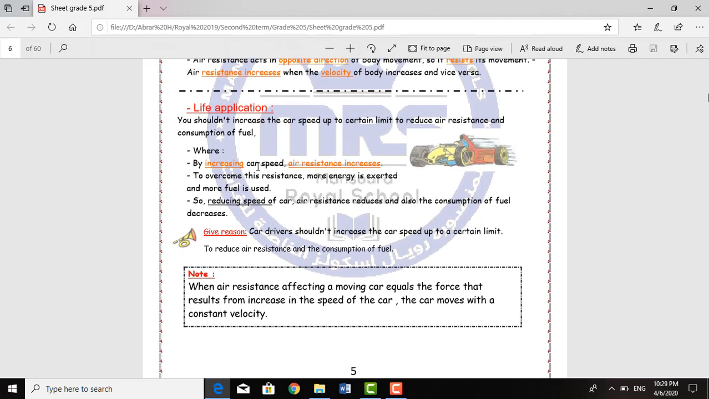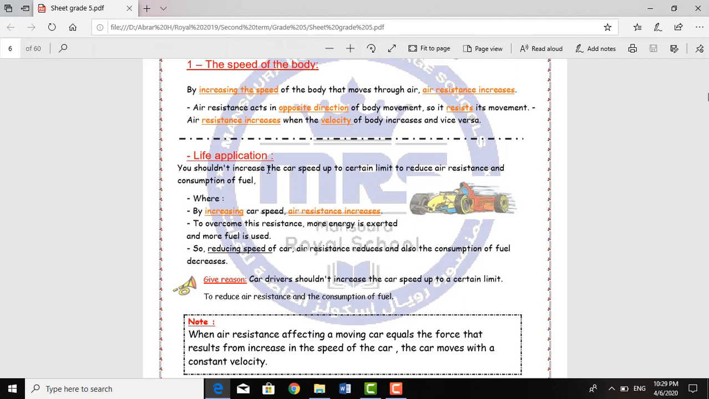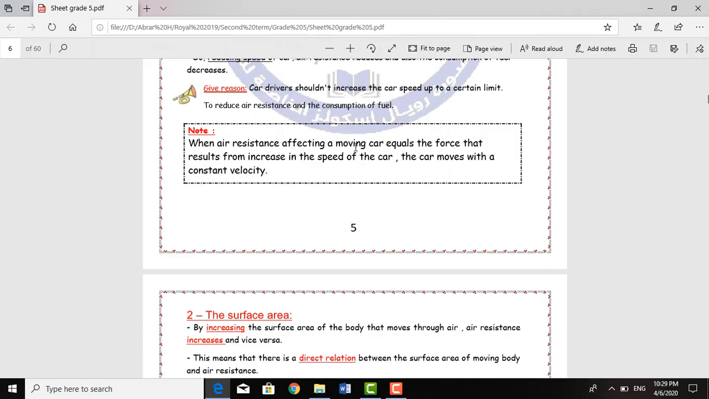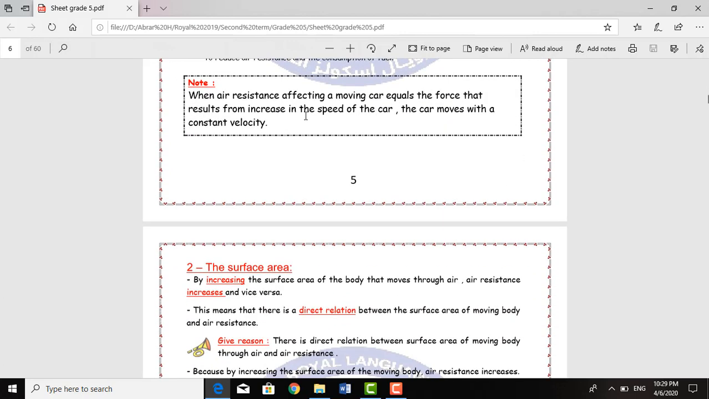I have here a live application on this factor. I have here a very important note. When the air resistance affecting a moving car equals the force that results from increasing the speed, the car moves with a constant velocity. Velocity means speed.